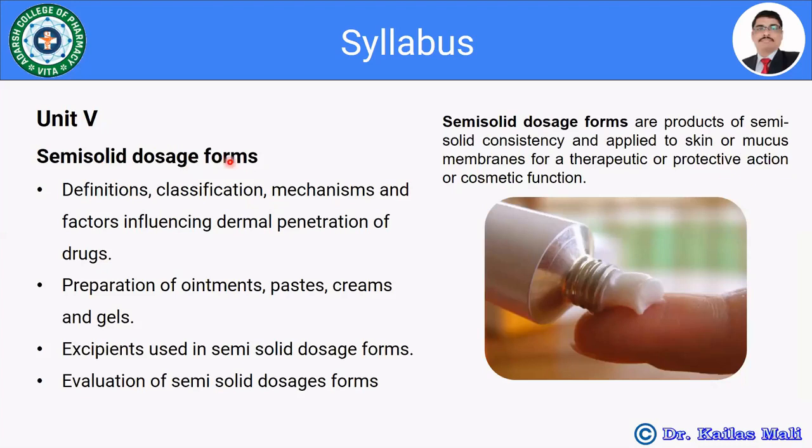So what is meant by the semi-solid dosage form, which looks, say for example, semi-solid in nature, isn't it? Maybe all of you are aware about Zandu Balm, or Amrutanjan, or certain creams. All these are the semi-solid dosage forms, isn't it? So semi-solid dosage forms are products of semi-solid consistency applied to the skin or a mucous membrane for a therapeutic or a protective action or the cosmetic function, isn't it? For the cosmetic purpose also we are using the semi-solid preparation.